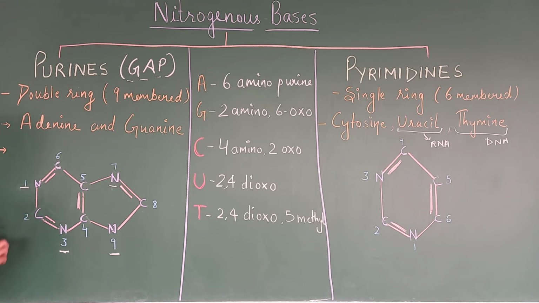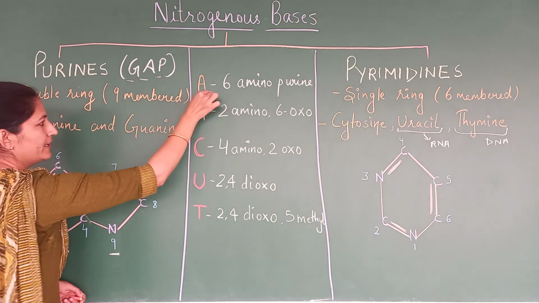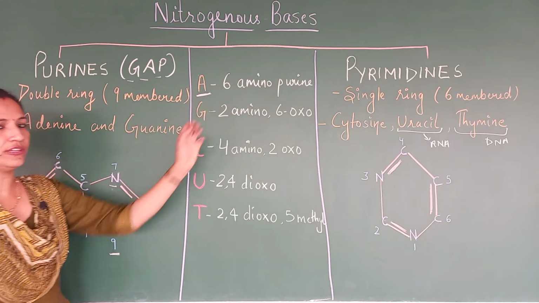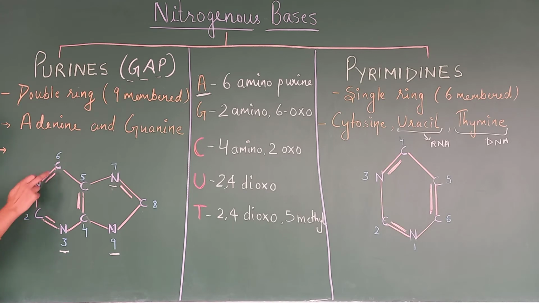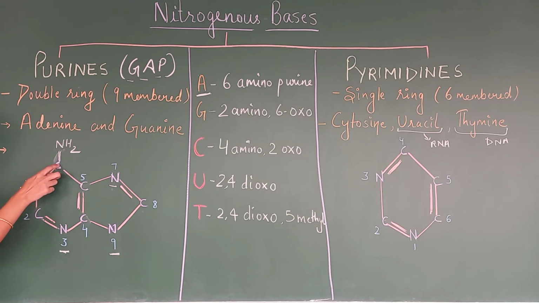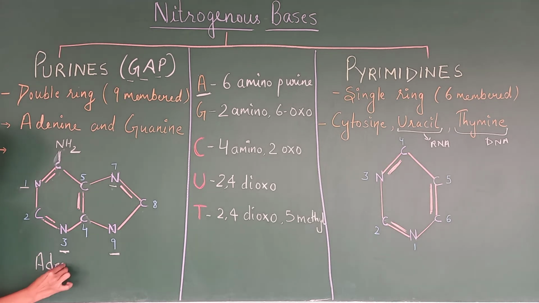So, let us make the structure of adenine first. Adenine is 6-aminopurine. At the 6th position, this is the 6th position, we are going to add an amino group. This is the amino group. So, how many valencies does this carbon have? 1, 2, 3, 4. The rest of the structure will remain the same. This is adenine.